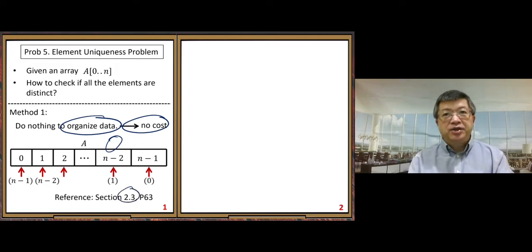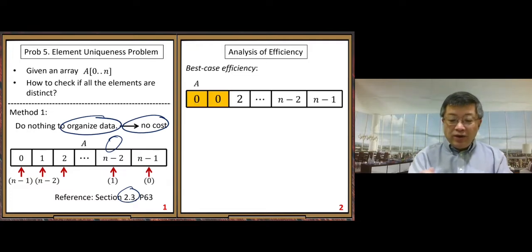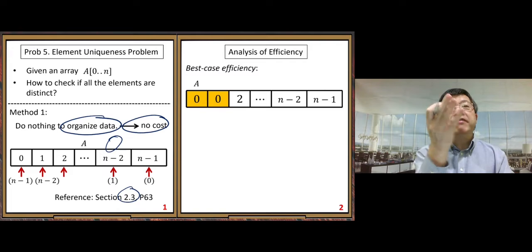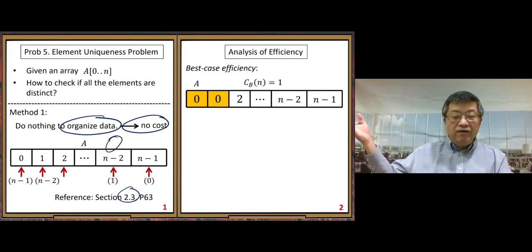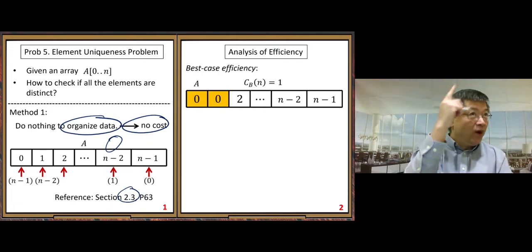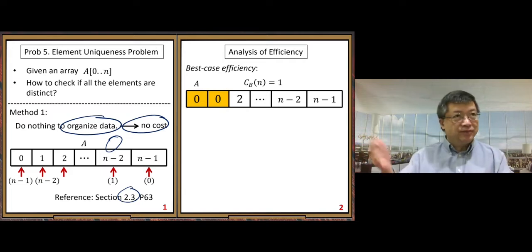All right. Next, we do the analysis of efficiency. How many basic operations, that is, number of comparisons, do we need? The best case and the worst case. The best case is when the first two elements have the same value. C_best(n) equals 1. We only need one comparison to find the answer. That's the best case.